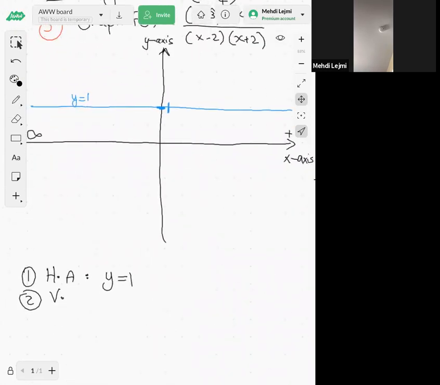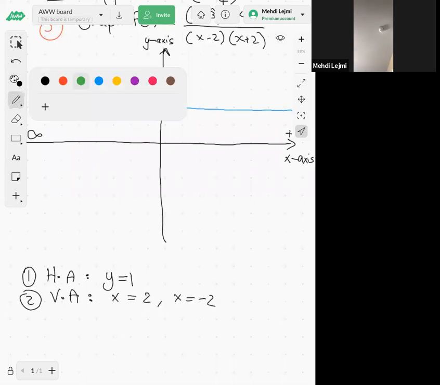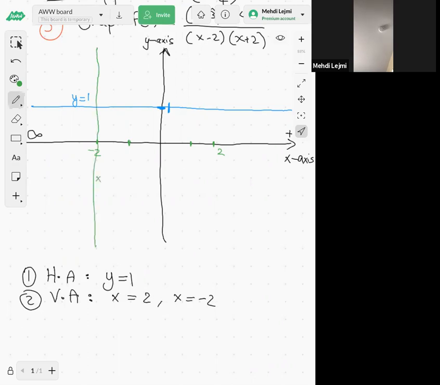I was saying, the vertical asymptote, right? We said it's x equals positive 2 and x equals negative 2. So I'm going to need positive 2. So this is 1. This is positive 2. Negative 1, let's say somewhere here. This is my negative 2. And so here's my vertical asymptote. This is x equals negative 2. And here's my x equals positive 2.